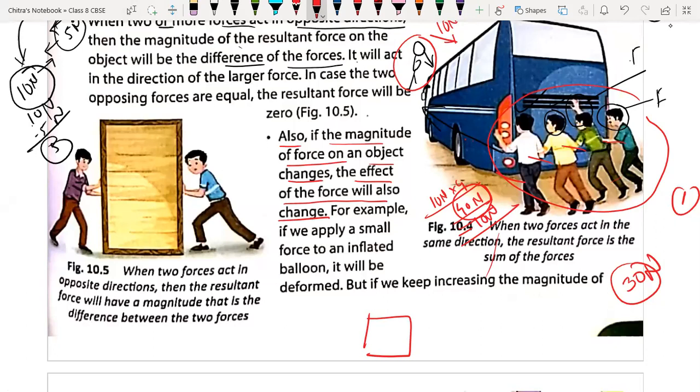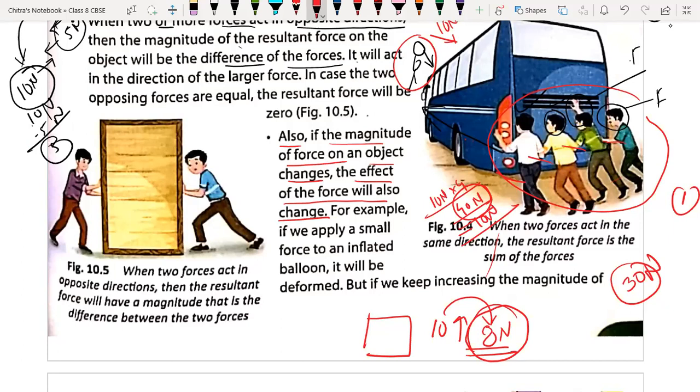Suppose they are applying 10 Newton of force in the initial condition, but after some time they get tired and one person applies, suppose, 8 Newton of force. So their magnitude of force is decreasing or not here? Yes, sir, it's going to decrease. So if the magnitude of force applied on an object changes, then the total effective force will also change.